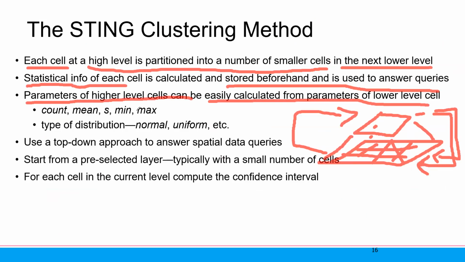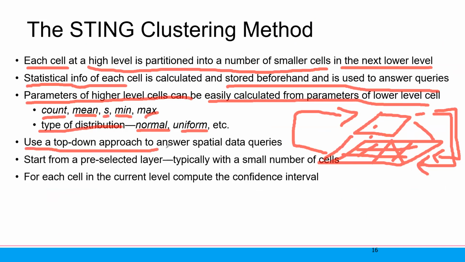So most of the time, we can count how many data we have. Mean is the average. S is the standard deviation. Minimum is the minimum of the values, and the maximum is the maximum of the values. And we have the type of distribution. You can define a normal distribution, or you can have a uniform distribution, etc.